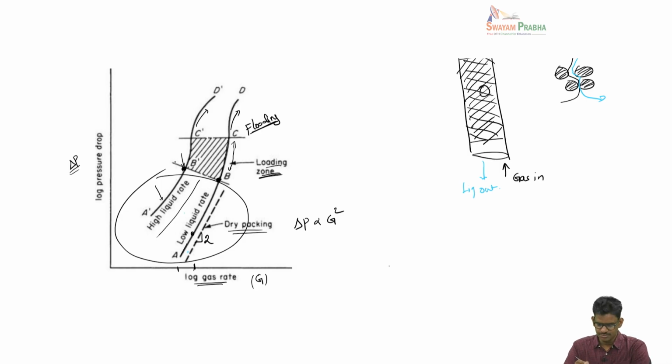So if I have to show this maybe pictorially, when you have a loading zone, you have this packing material here. Liquid is supposed to flow through here, and gas is supposed to flow upward, and then more and more liquid will start accumulating in this pore.